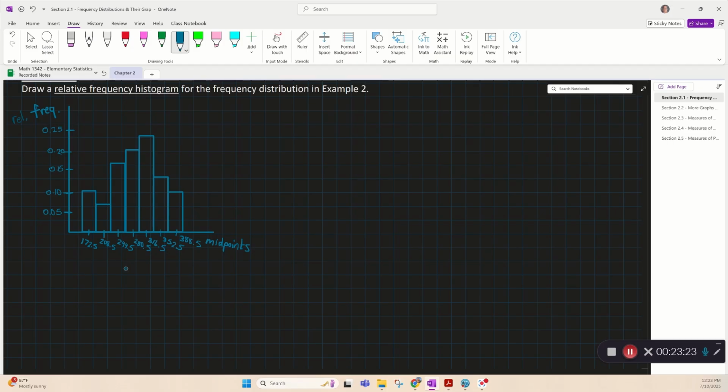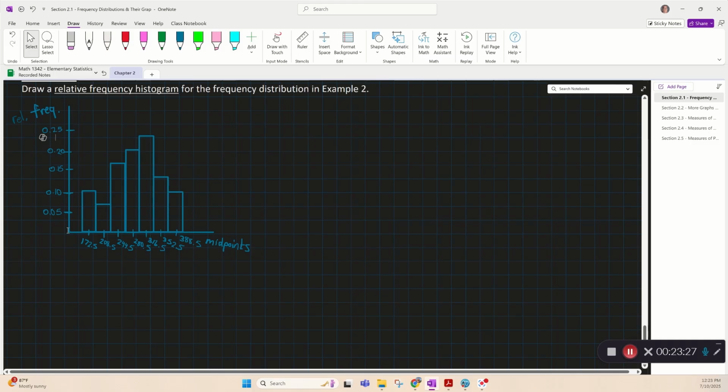So they don't tell us to describe any patterns on it. I mean, mainly because it's the same exact histogram. You just have relative frequency instead of normal frequency. So you have decimals instead of whole numbers.